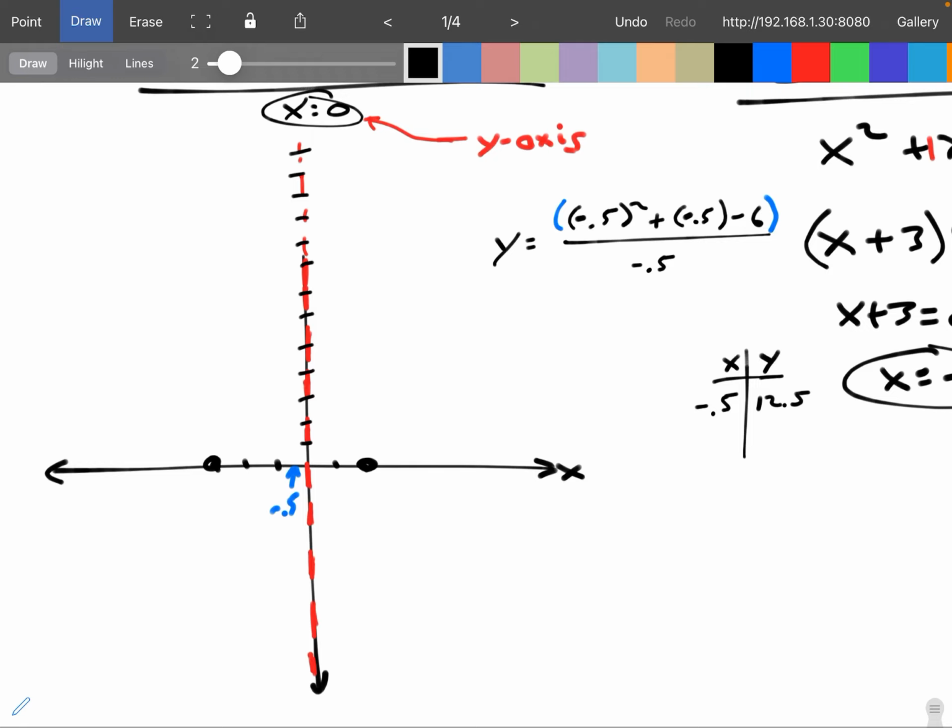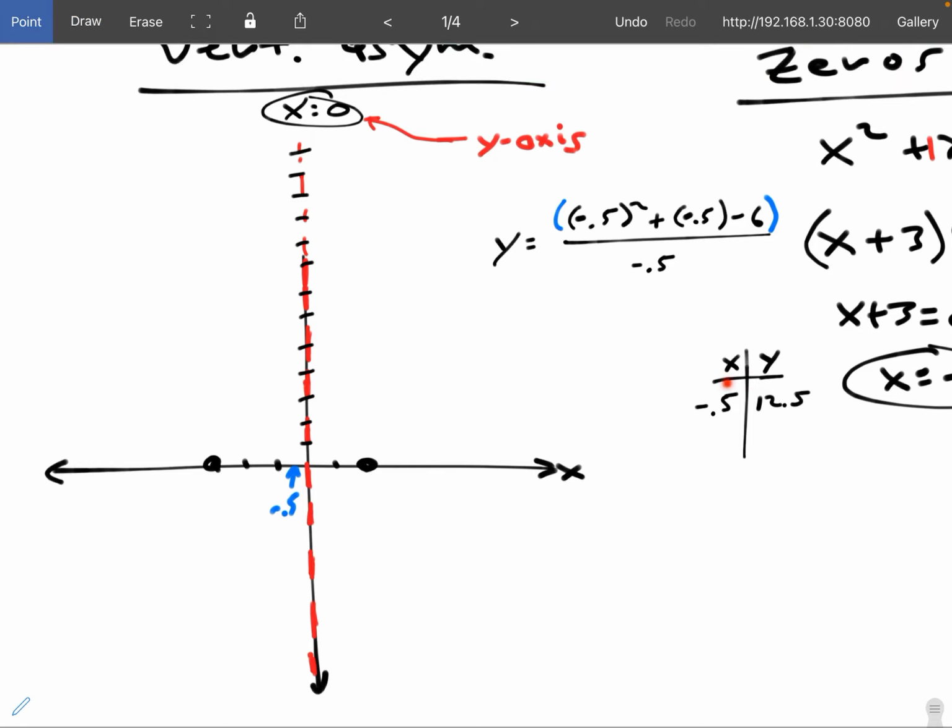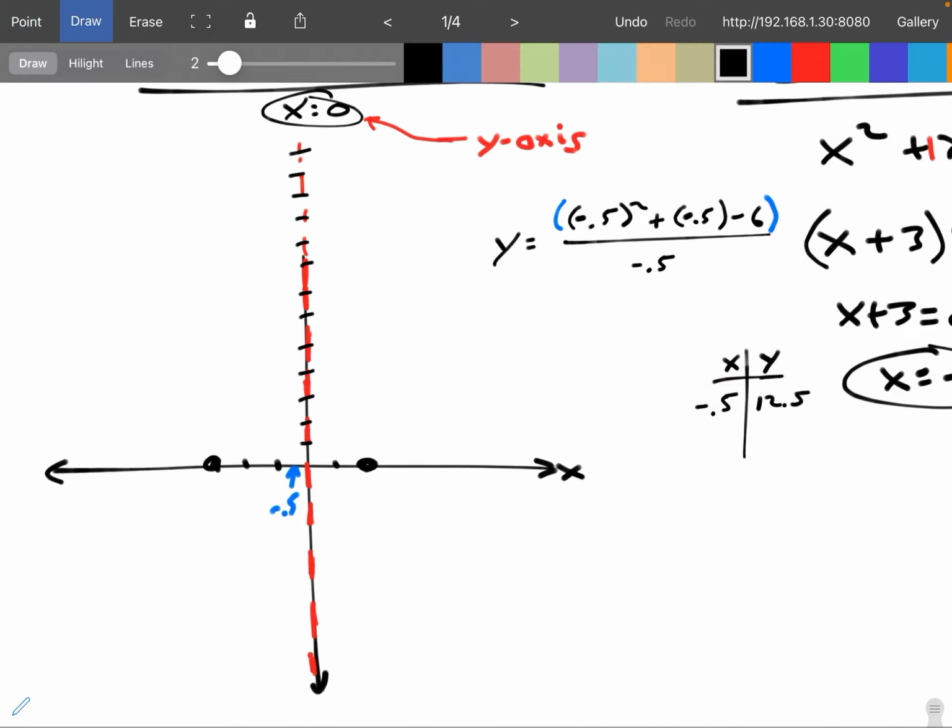So this would be 13 up here. So basically my point is at the point negative a half, positive 12 and a half. So that's left half a unit and up 12 and a half units, which is going to put me right up here. All right, so that's my point: negative 0.5, comma, 12 and a half.